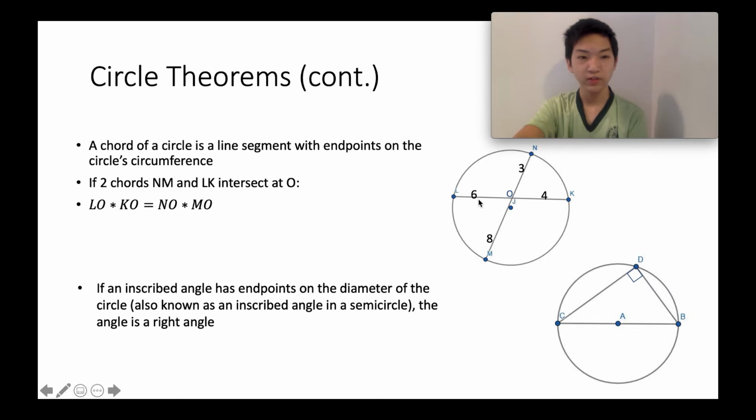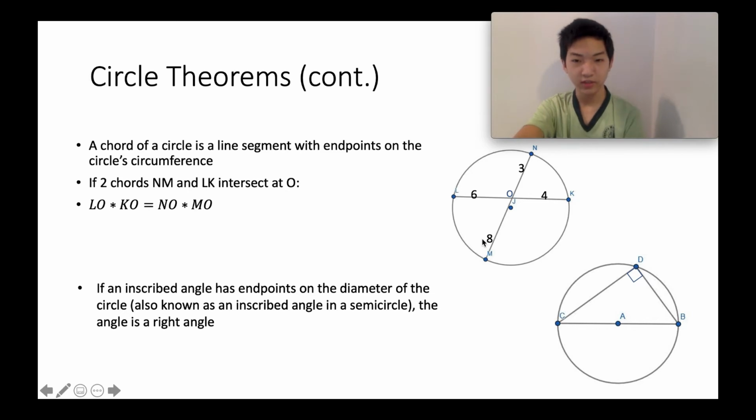So now we have a theorem. If two chords, NM and LK, intersect at point O, then LO times KO is equal to NO times MO. Well, these given values are just made up. They quite obviously do not fit the chords, but I'm just using these as an example.